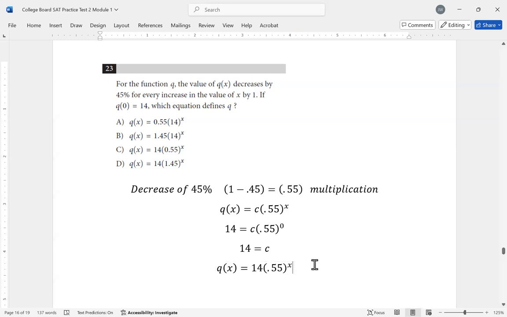So I look at which equation that is, and that is equation C. And so 23 has an answer of C, which is the equation q of x is equal to 14 times 0.55 raised to the x power.